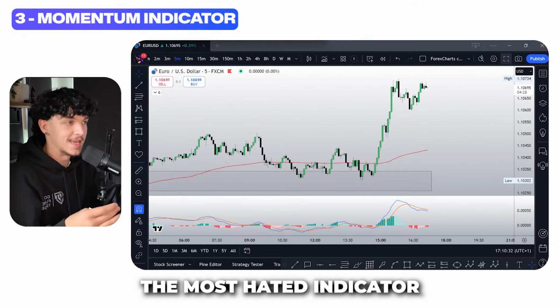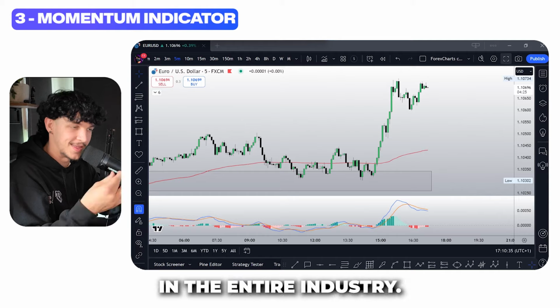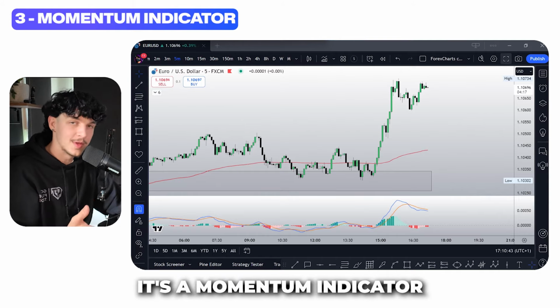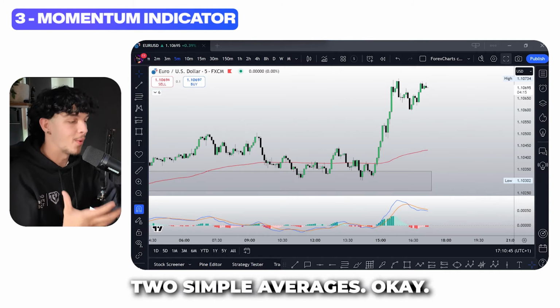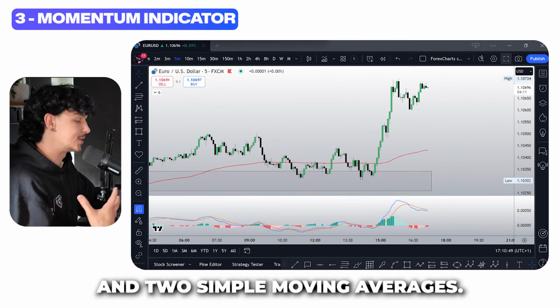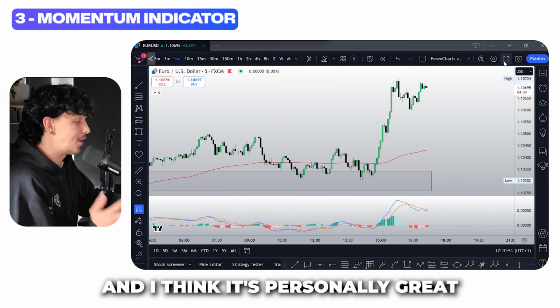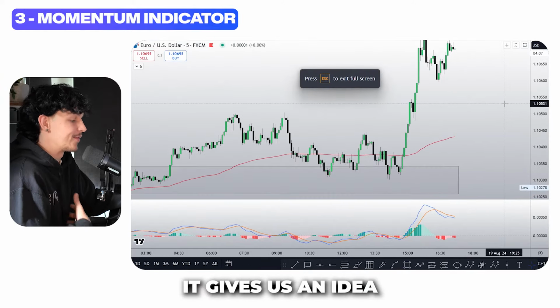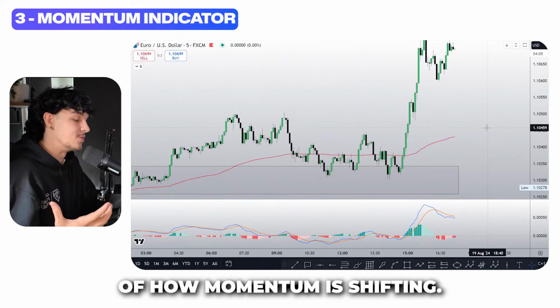Last but not least, the most hated indicator in the entire industry. It's a momentum indicator that is based off two simple averages. Okay, it's a very simple indicator to use. It uses a histogram and two simple moving averages, and I think it's personally great. I love it. It gives us an idea of how momentum is shifting.